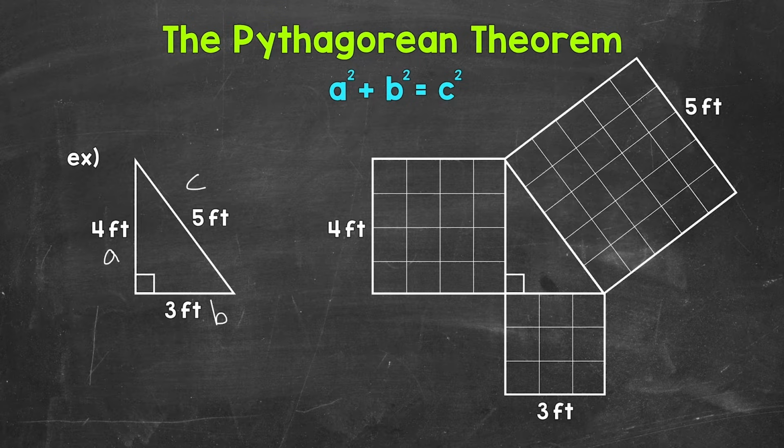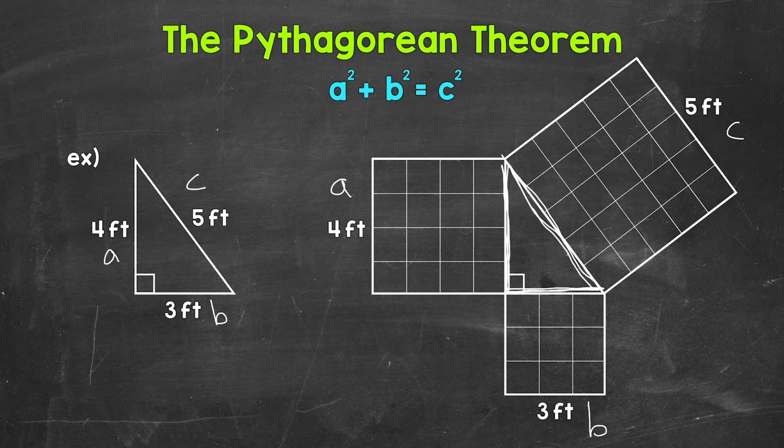And we're actually going to make a square on each side. This is A right here. So A. This is B. So B. And then this is C right here. So C. The areas of the two smaller squares, the legs, actually add up to the area of the large square, the hypotenuse. So the two smaller squares combined equal the large square.